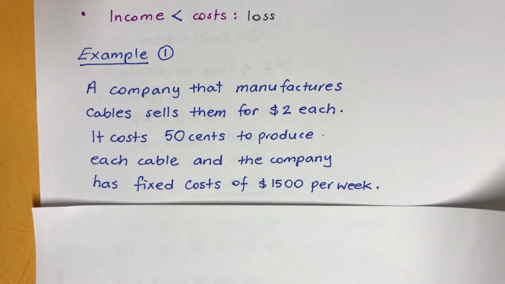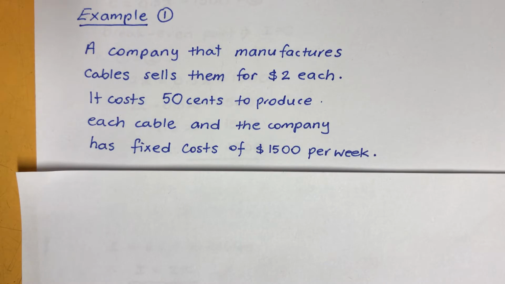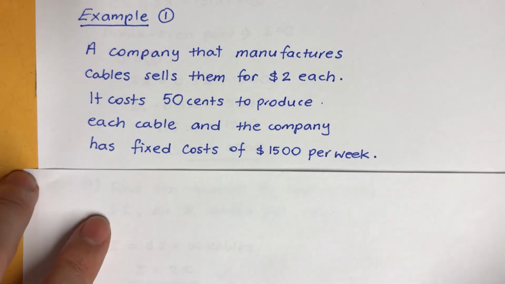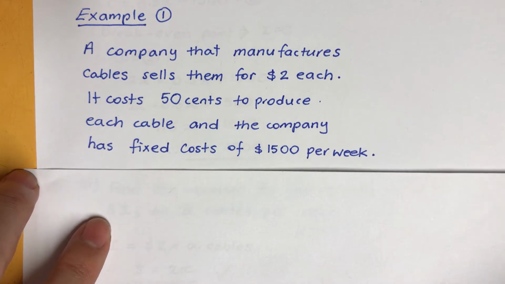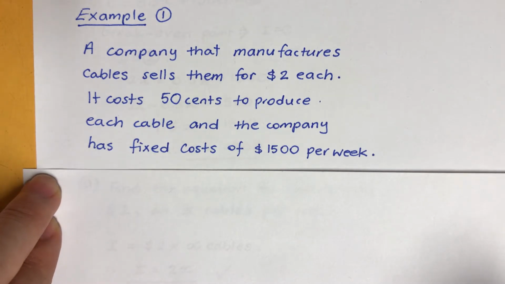Now this is quite a long question, but it's not hard. You just have to read the question carefully and underline, collect all the key points, keywords, and then think about how you're going to solve this question. A company that manufactures cables sells them for $2 each. So each cable is $2. It costs 50 cents to produce each cable, and the company has fixed costs of $1,500 per week.